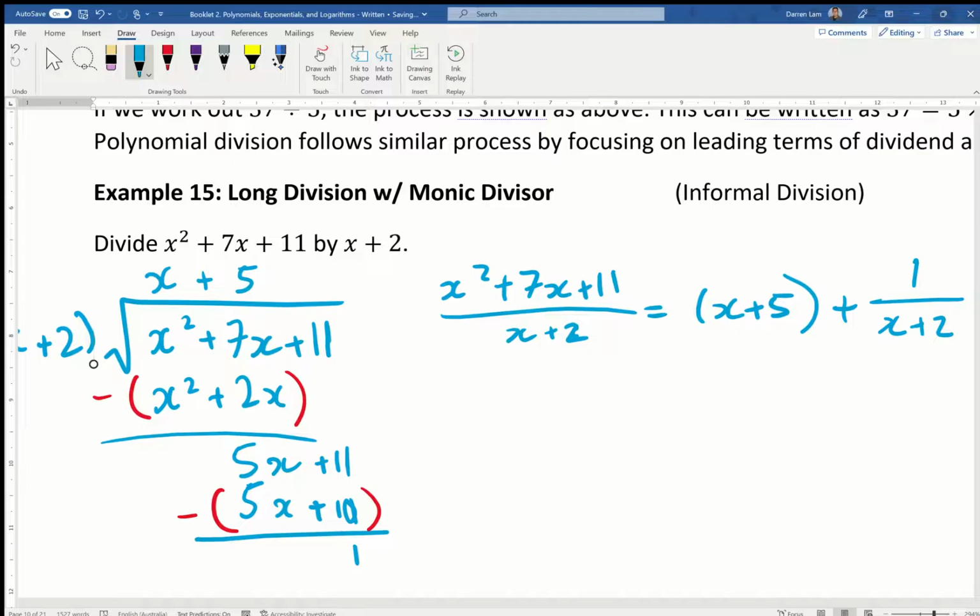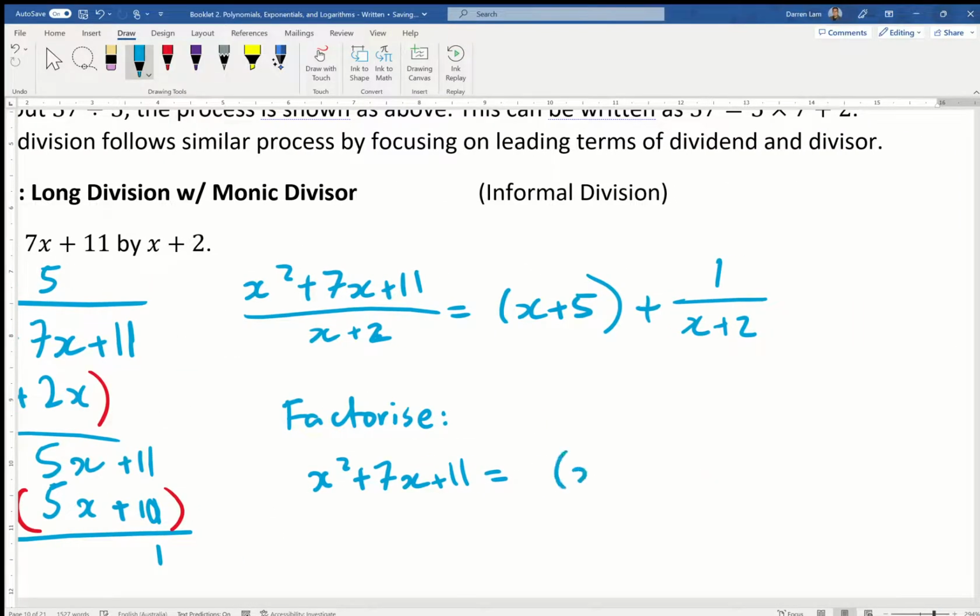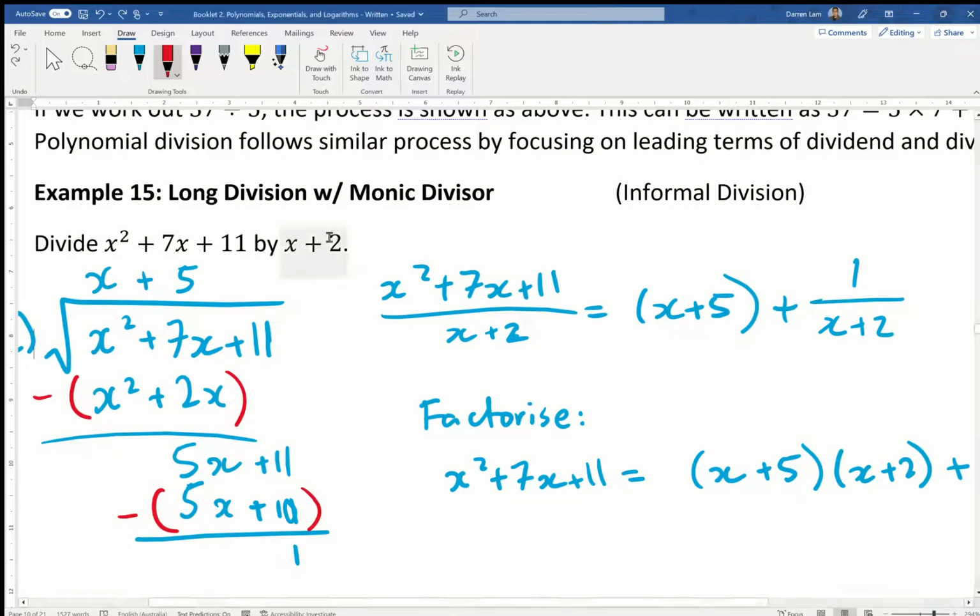If you were to rewrite it, let's say the question wasn't to divide it, but to factorize it. You don't have to write this part down, but you can if you'd like. If you were to factorize it, then you would end up with x squared plus 7x plus 11 equals x plus 5, that'll be from above, multiplied by our divisor, x plus 2, plus 1. In that case, your remainder would be just that number there. Okay? You might notice it's just multiplying both sides by x plus 2 anyway. Exactly the same thing.